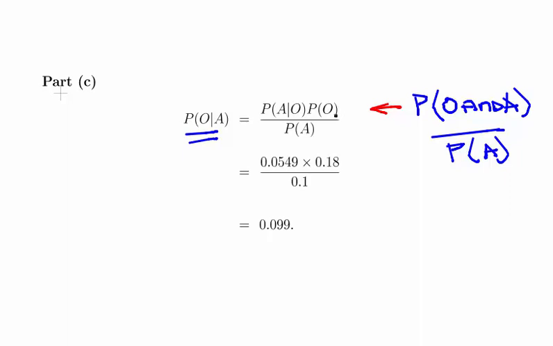We know that the probability of O is 18%. We know that the probability of having an accident is 0.1, and in the last part we found that the probability of A given O is 0.0549. Working that all out with a calculator, we should get an answer of 0.099, and that is the answer we're looking for for that last part, part C. Okay, we'll leave it there.